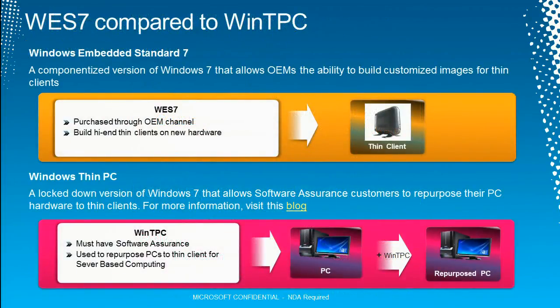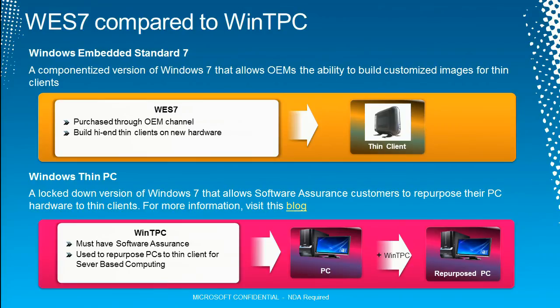So a lot of questions come up. What is the difference between Windows Embedded Standard 7 and Windows Thin PC? Windows Embedded Standard 7 is a componentized version of Windows 7, and this is sold to OEMs so that they can build devices. Additionally, it's customized because obviously it's componentized. And it's used mostly for thin clients on new hardware.